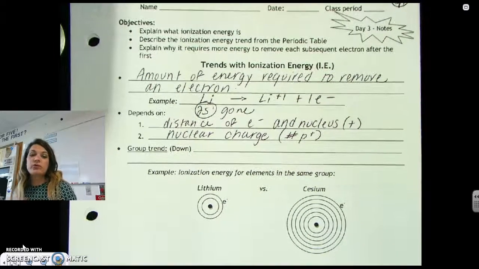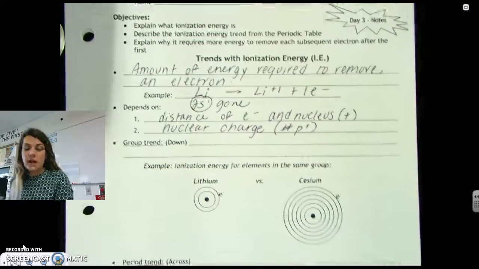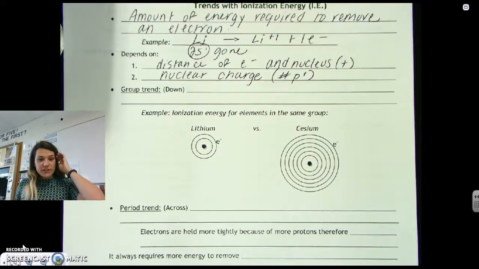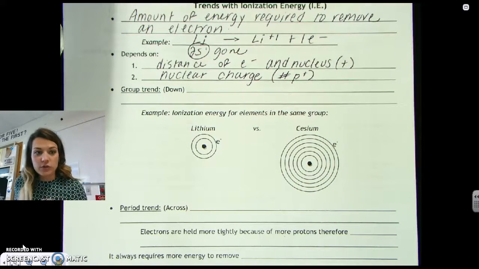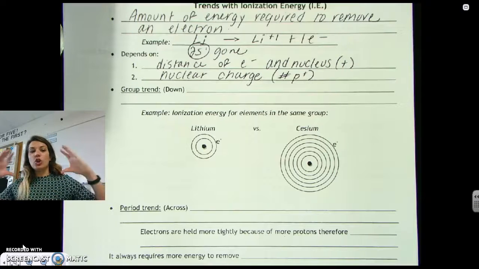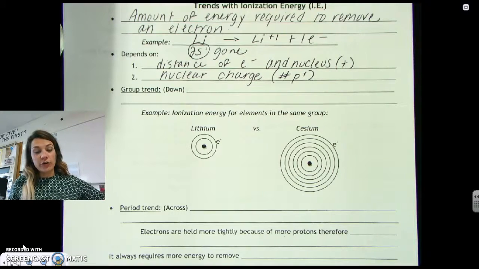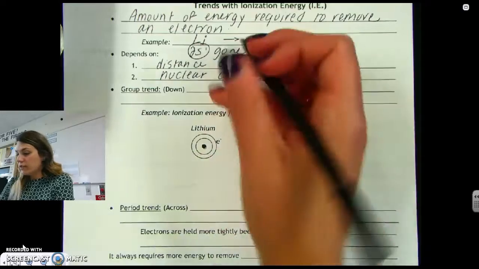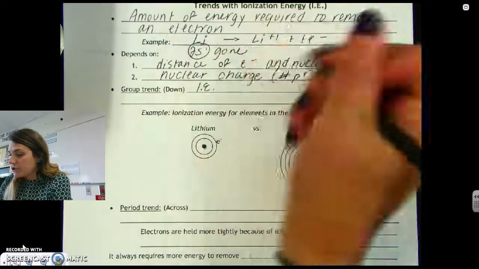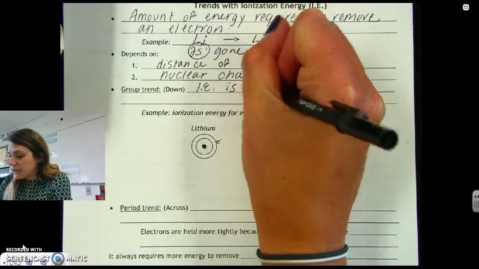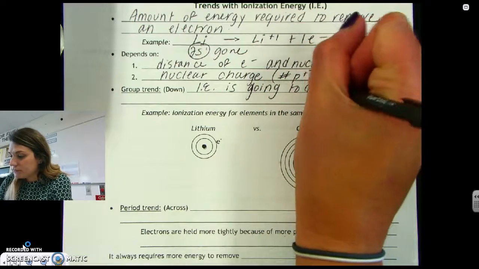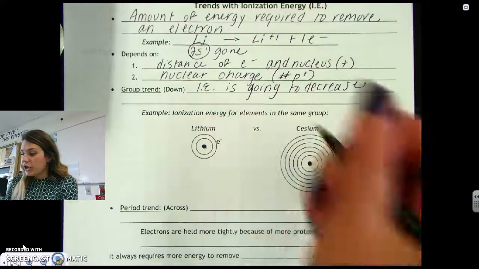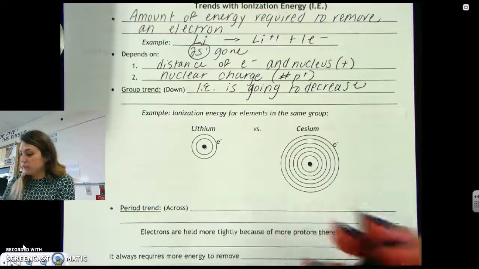So now we can start to talk about trends now that we know what ionization energy is. If I'm going down a group, ionization energy is going to become smaller. Why? The atom is getting larger, which means the electrons are further away from the nucleus, which means it'll be easier to remove the electrons. So going down the group, ionization energy is going to decrease. This is because you're increasing the amount of energy levels.